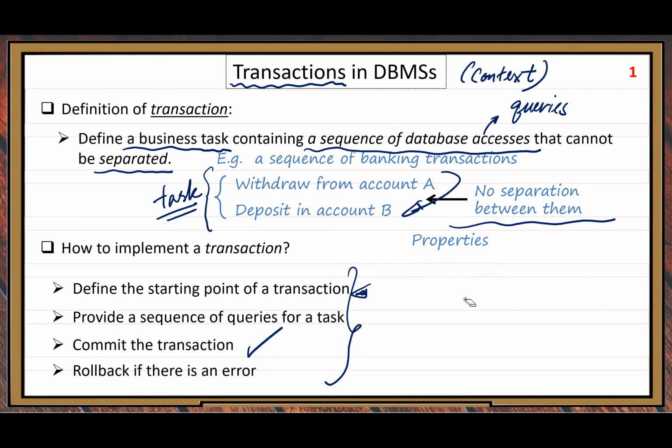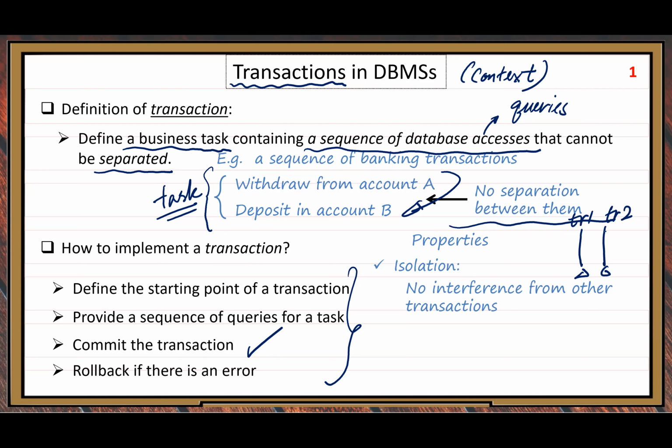Then properties. Here, let me talk about the properties of a transaction. 2 properties here. The first property, isolation property. All the queries, or sometimes we also call them operations, database operations, we refer to the same thing, must be isolated. No interference from other transactions. Isolation means, let's say 2 different transactions, transaction 1, transaction 2, they work in isolation and there is no interference between them. So that's the isolation property.